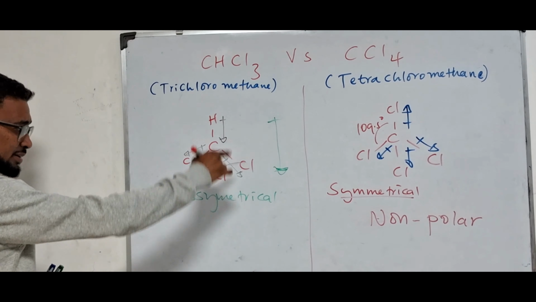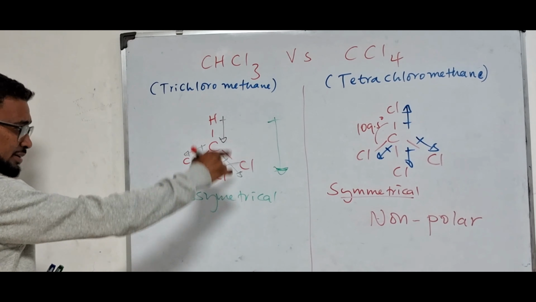Now let's look at some complex molecules. Let's try to analyze their molecular polarity, okay? So let's begin with SF6, sulfur hexafluoride. So in sulfur hexafluoride, we have sulfur in the middle and 6 fluorines surrounding it. As you can clearly recall, fluorine is the most electronegative element.